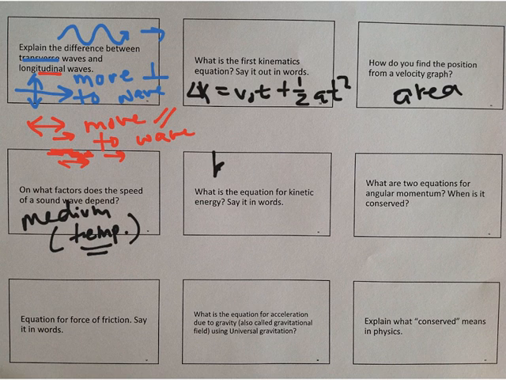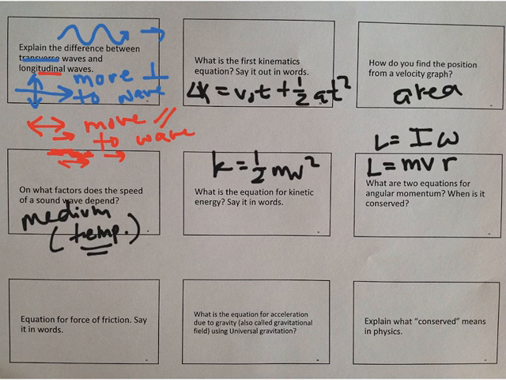Equation for kinetic energy. We've already done this one, but you know what? It's an oldie, it's a goodie. 1/2 mv squared. Angular momentum. So there's two. One is L equals your rotational inertia times your rotational velocity, I omega. The other one is like many other things: if you take momentum, mv, and you add a radius, and look, it's angular now.